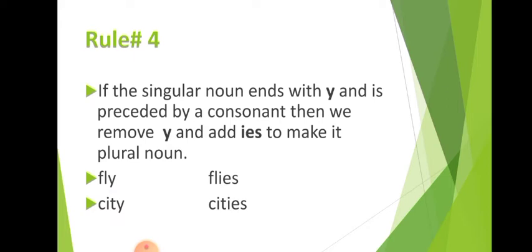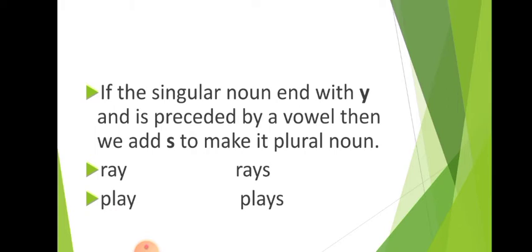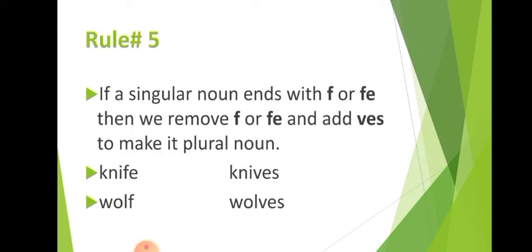You can see we have removed the y and we have added ies to make it a plural noun. If the singular noun ends with y and is preceded by a vowel, then we add s to make it plural form. Way, ways, play, plays. You can see y and before y we have a vowel, so we have added s to make it a plural noun.